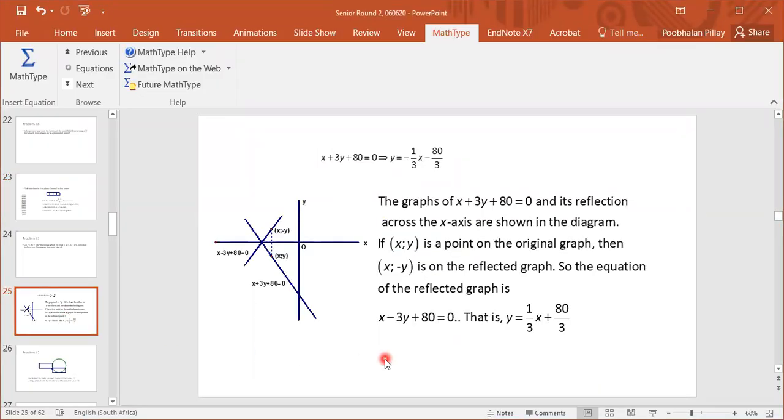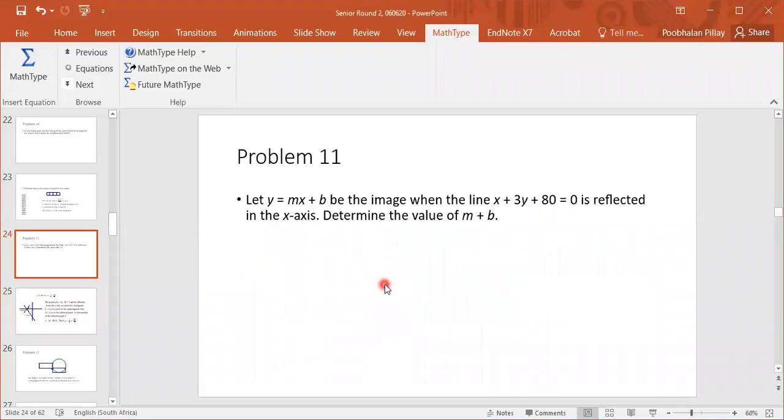Okay, here now we are looking at graphs. Let's look at this question again, because it's a little bit tricky. It says that you have a straight line, x plus 3y equals 80. Then they say that there's a new line, which is the image when this given line is reflected in the x-axis. What do you mean by saying reflected in the x-axis?